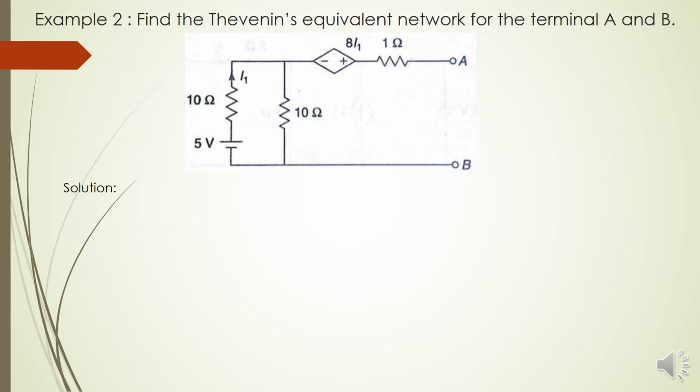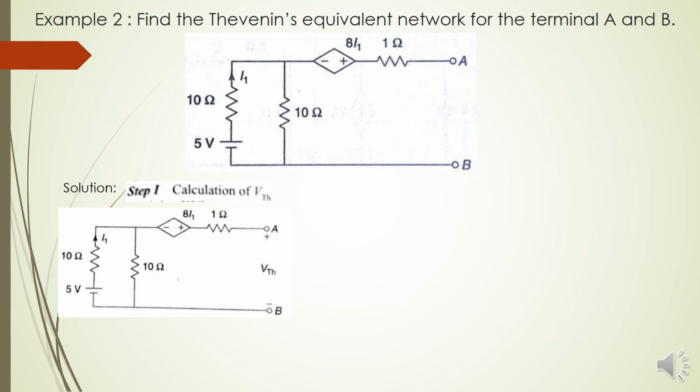Next numerical: find the Thevenin's equivalent network again across the terminals A and B. So first step is to calculate the VTH. Now mark the location of VTH across the terminals A and B. Now you apply the KVL to the mesh. The KVL equation starts from B and ends at A. So it is plus 5 minus 10I1 minus 10I1 is equal to 0. So I1 is 0.25 ampere.